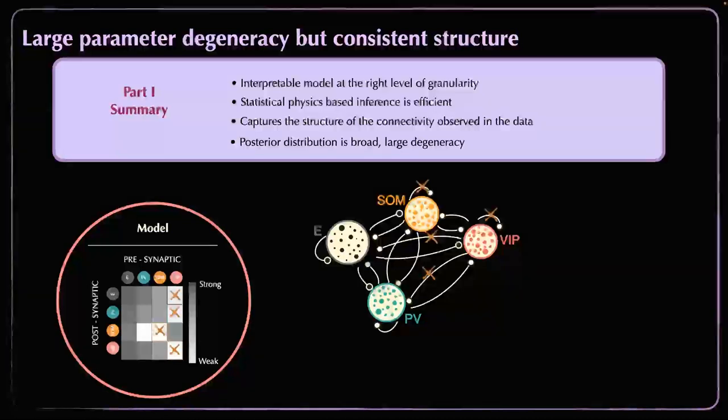There is a large degeneracy, but one thing that we tested and I am not reporting here is that if you do perturbations on this circuit, they look quite similar. You can distinguish a little bit between different types of models, but the posterior is broad, and that doesn't mean that there is an uncountable number of mechanisms mediating these changes in activity. Sorry to insist on this.